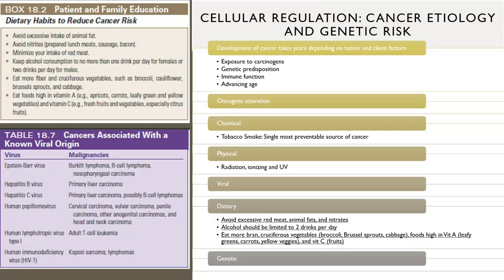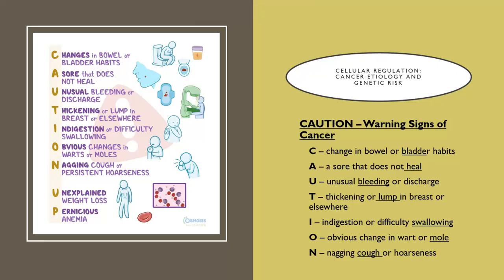And then, of course, there is that genetic component that puts you at a higher risk. So if mom and grandma have the BRCA1 mutation, you could potentially have that BRCA1 mutation. So: cellular regulation, our risk factors, and our genetic risk.